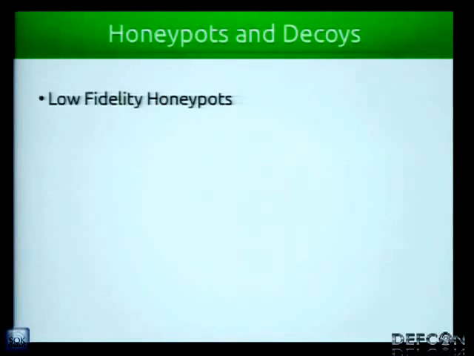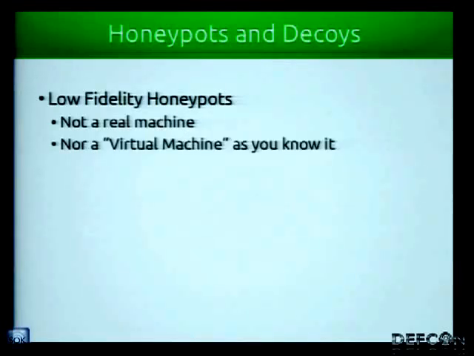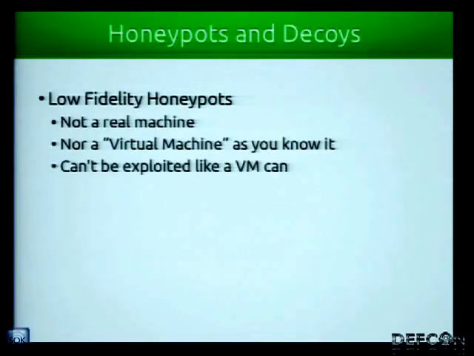So a little bit about honeypots and decoys generally. Low fidelity honeypots are not like a real machine, or like a virtual machine as you know them. So they can't be exploited like a virtual machine can. I understand the dangerousness of telling a room full of hackers that something can't be exploited. But there's an order of magnitude more simplicity behind the honey.d virtual machines as opposed to a real one, because it doesn't have a full networking stack and actual services running.